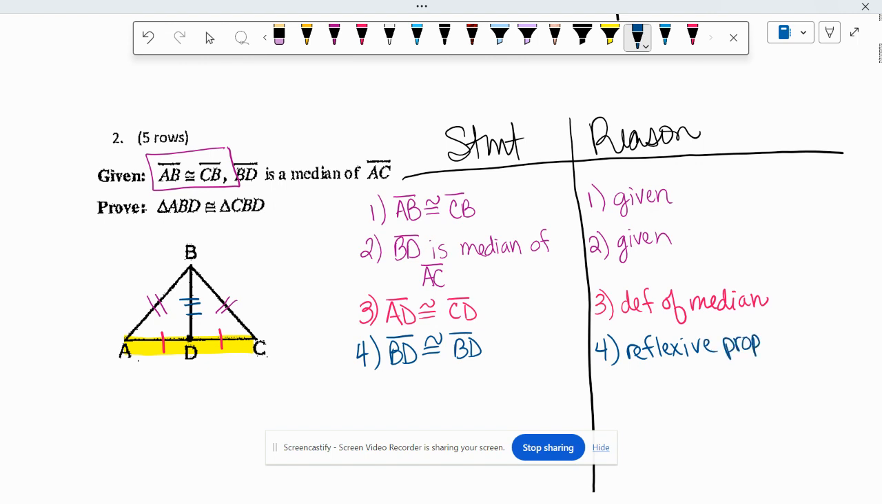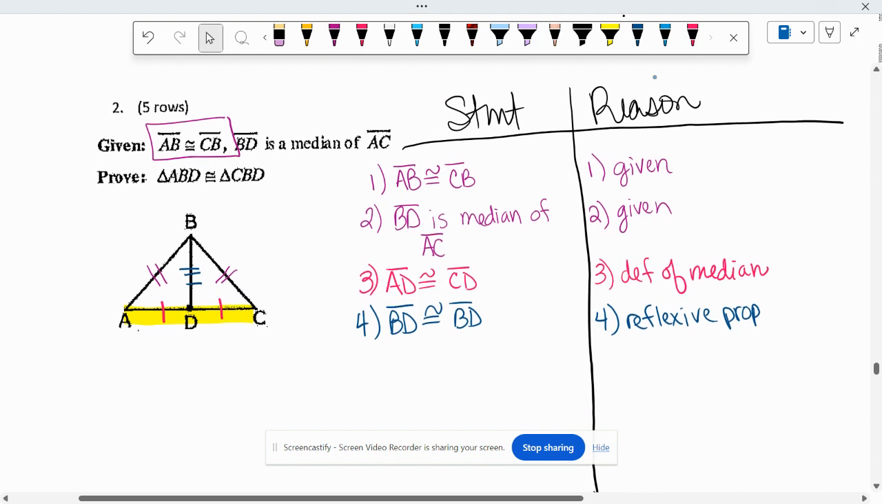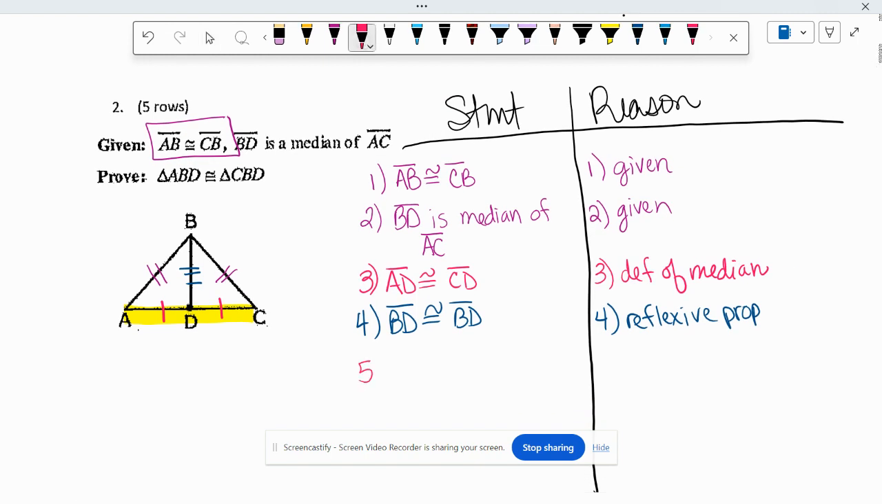Okay. So do we have what we need to prove that these two triangles are congruent? Yes, we do. How are we going to prove it? SSS. So we have to say it just like it's written here. Triangle ABD is congruent to triangle CBD by side, side, side.